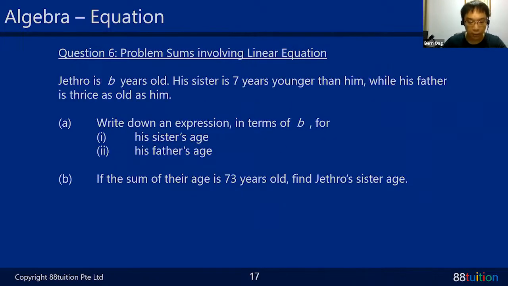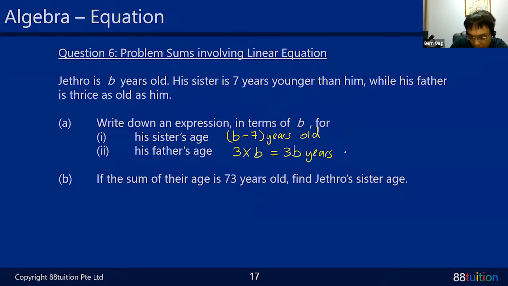Okay, so down here, Jethro is B years old. The sister is younger. Younger means what? Must minus 7 lah. So the sister's age is B minus 7, put a bracket, years old. This is my presentation. I think presentation is important, so you try to present nicely also lah. And the father's age? The father is thrice. Thrice means 3 times B, which is 3B years old. Sometimes I get some students who say, wait, never mind, it's B minus 7. Yes, B minus 7 is correct.